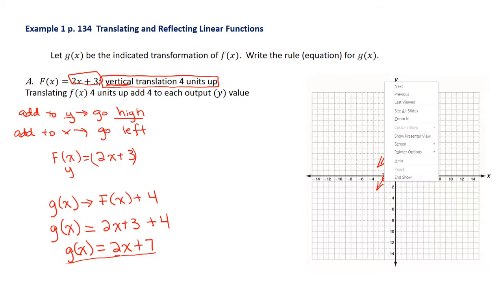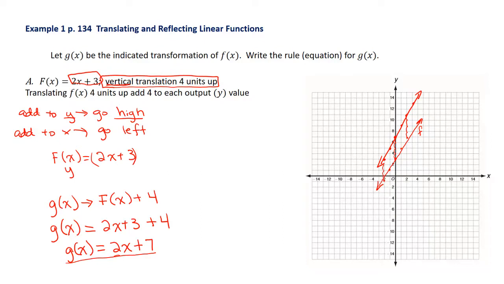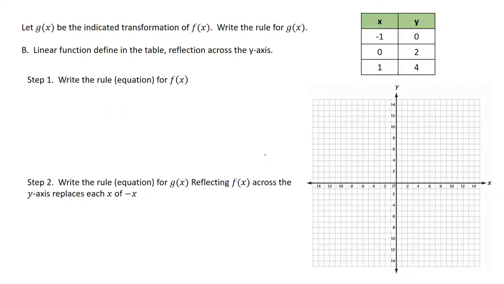1, whoops. Let's see, 1, 2, 3, 4. All right, so that's 4 units up. All right, so that's what we have to do to write our new rule for G. And the answer that I'm really most concerned about is this right here, the G of x equals 2x plus 7. All right, let's try another one.